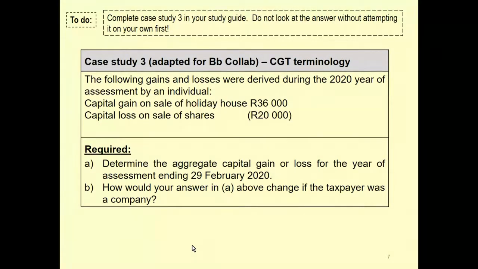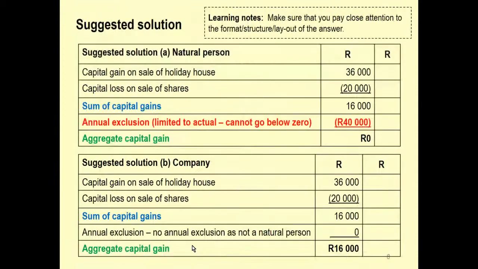And we have to determine the aggregate capital gain or loss for the year of assessment ending 29 Feb. And then in B, how would our answer change if the taxpayer was a company? Okay, so I just quickly want to show you the following. Now remember, I deal with each asset and its disposal individually. They've already done the calculation for you, so they've calculated a capital gain and they've calculated a capital loss.